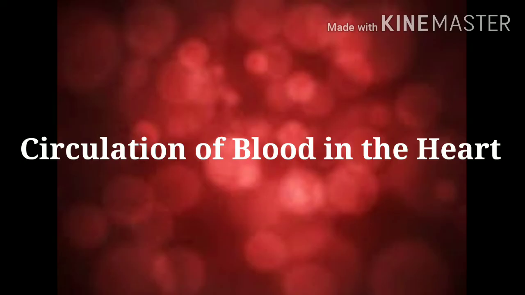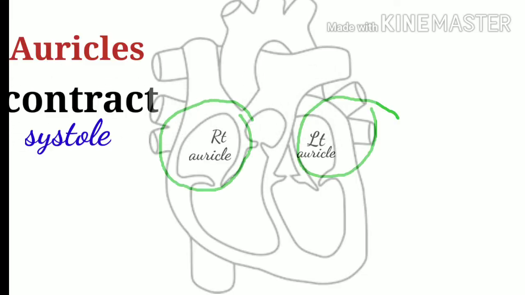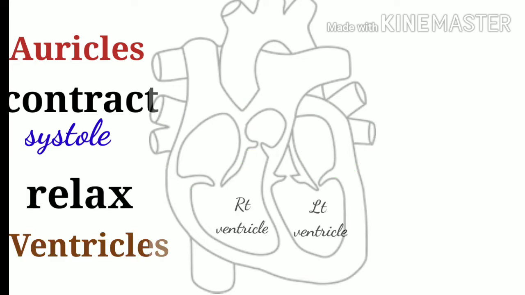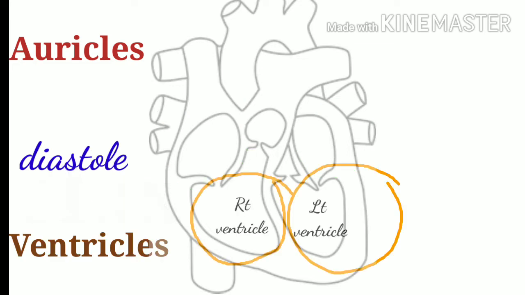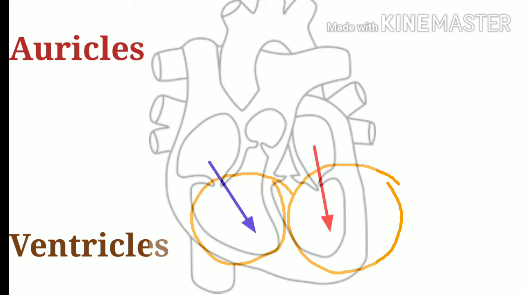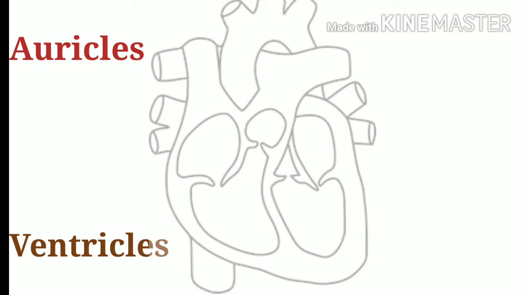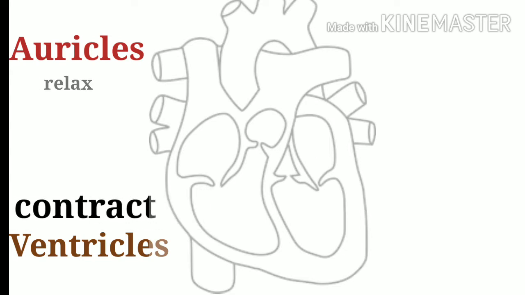The circulation of blood in the heart starts with the contraction of two atria or auricles. The ventricles at this time are relaxing or dilating and are empty. Therefore, the blood from atria passes into the ventricles easily. Next, the ventricles contract and the atria relax.